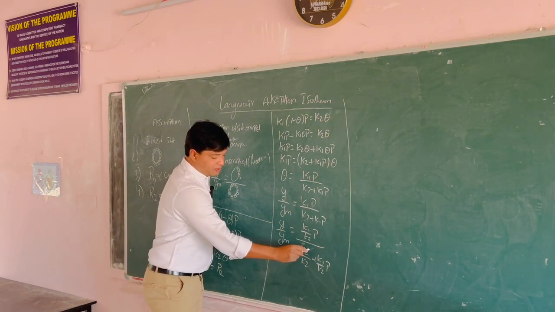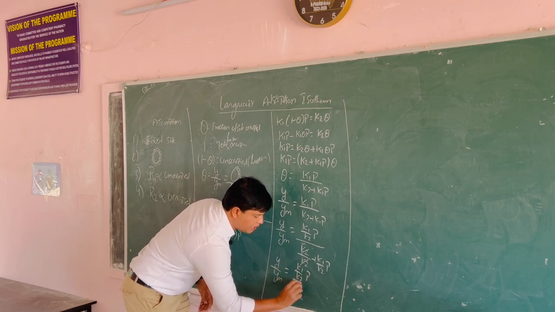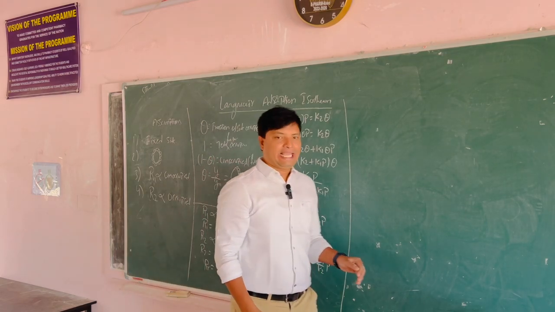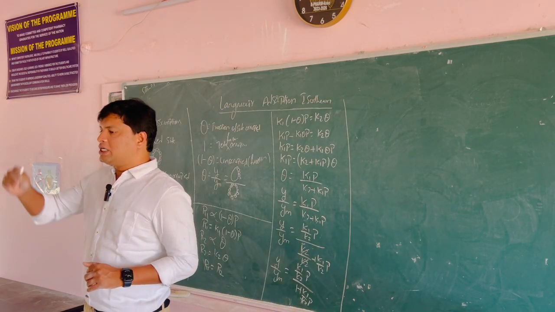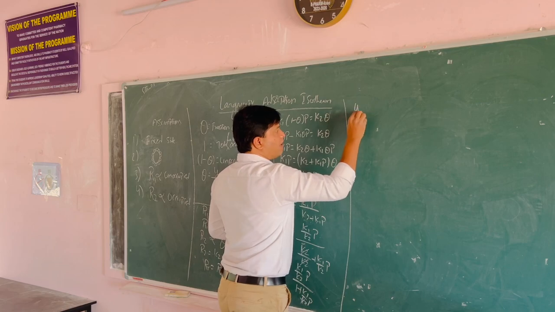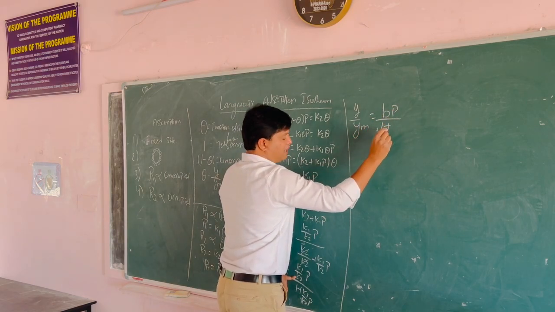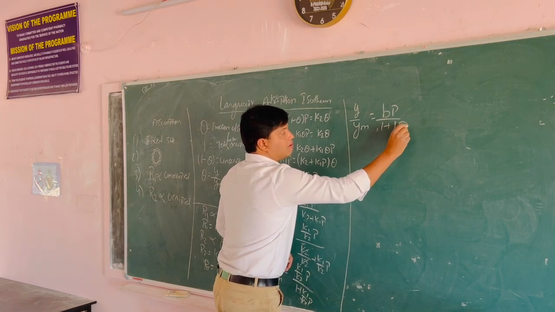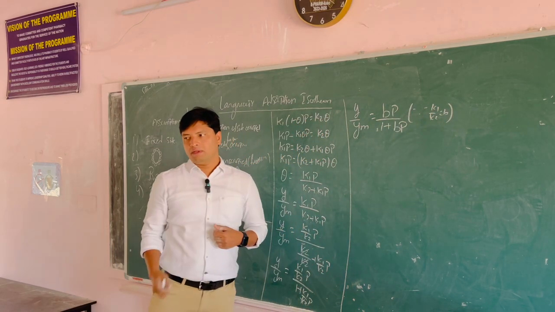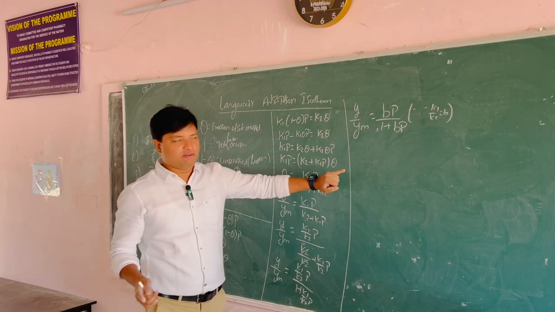What is the common? K2 will be gone. Okay. So, Y by Ym is equal to K1 by K2 P divided by 1 plus, assume that K1 by K2, adsorption constant by desorption constant, as B. So, Y by Ym is equal to BP by 1 plus BP. I will write here, because K1 by K2 is equal to B. So, you are assuming K1 by K2 as B. Here you will get confused. This way students will get confused. Next step is very difficult.